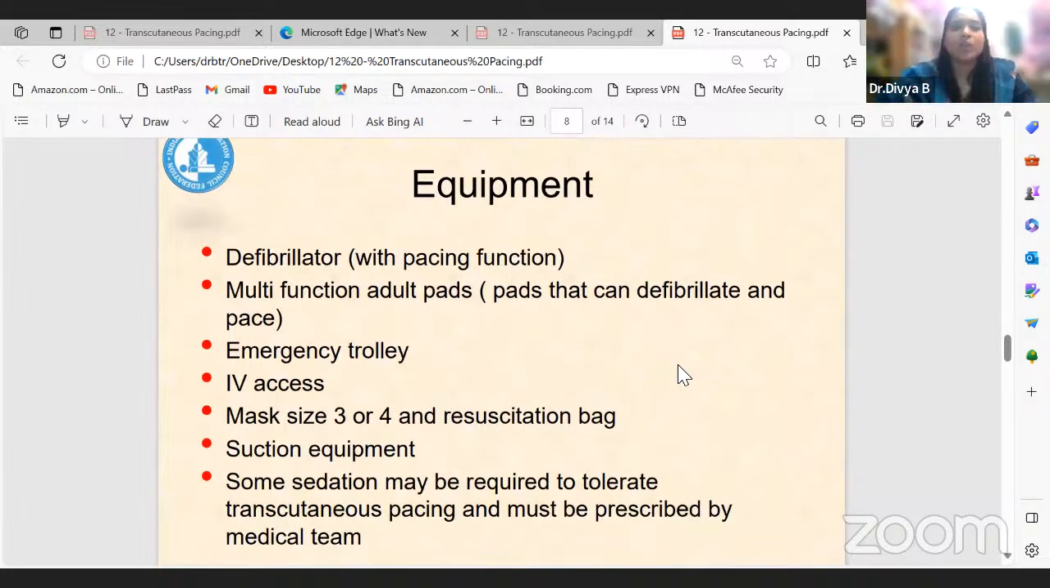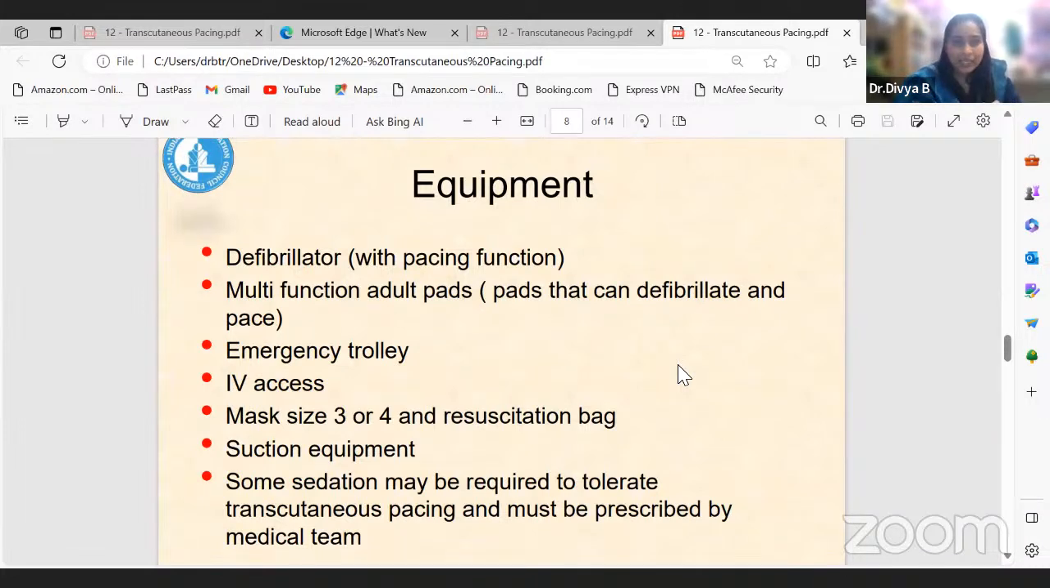Yeah. Equipment: we all are aware that we need a defibrillator with pacing function. Just the defibrillator wouldn't pace. Make sure that your machine has the pacing function. Know your machine first, right? And then you must have adult pads and a crash cart or an emergency trolley. IV access is mandatory for the patient. I'm sure that all the patients have it, because we don't directly go for transcutaneous pacing in most situations. We try the drug therapy and then go to transcutaneous pacing. And make sure that we have masks, the resuscitation bag and the suction equipment. This is all for backup if the patient crashes, right?